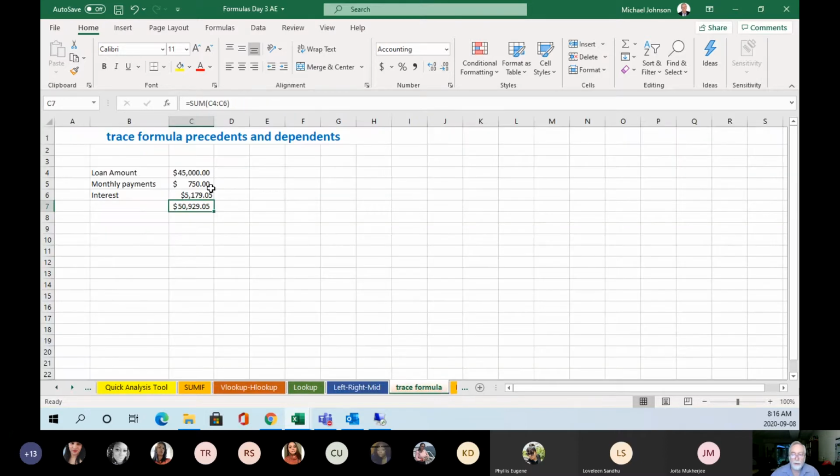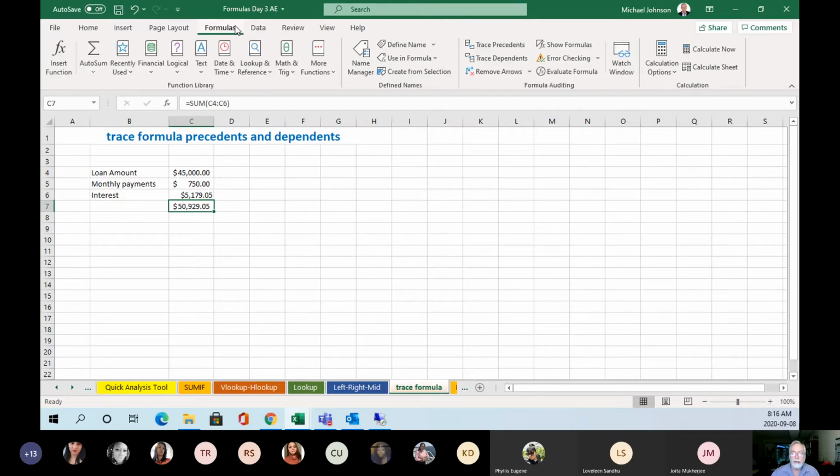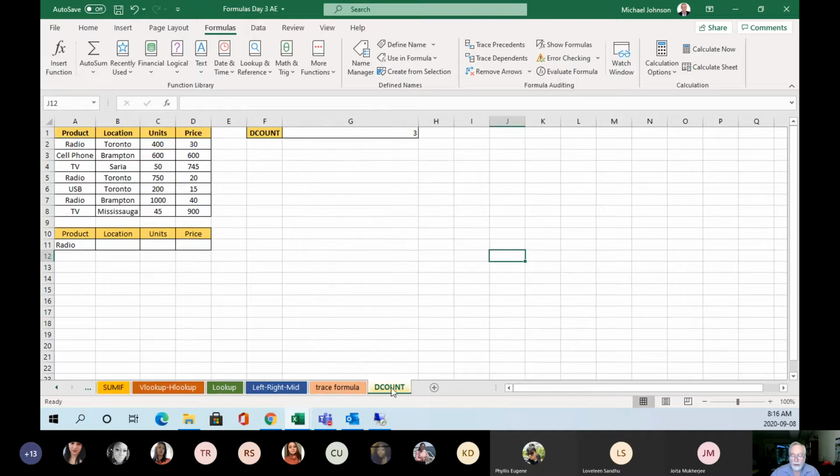We can also trace formulas to find out whether that particular formula is based on some specific information. In other words, where that particular information will come from. We can actually trace that and find out where the data comes from and what it is responsible for. There are some other ones here too, DCOUNT. I'm not going to go into DCOUNT, but it is a very powerful little type of counting function, which allows us to actually count very specific information.